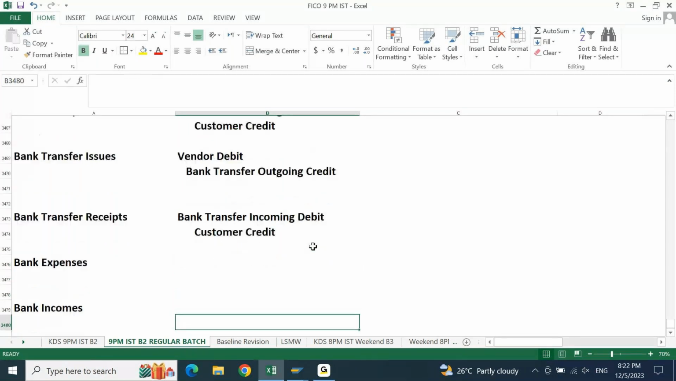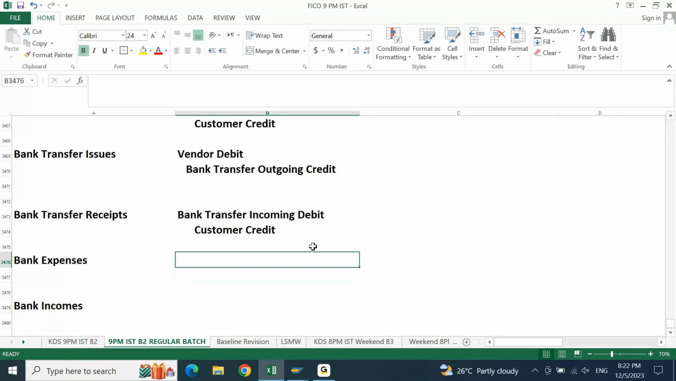And after this, there is something called bank expenses. As we know, bank expense you will come to know only after looking at the bank statement. Without looking at the bank statement, we cannot predict what the bank expense is. Similarly, bank income also we can say only after looking at the bank statement. Before looking at the bank statement, we do not know what income we have received.